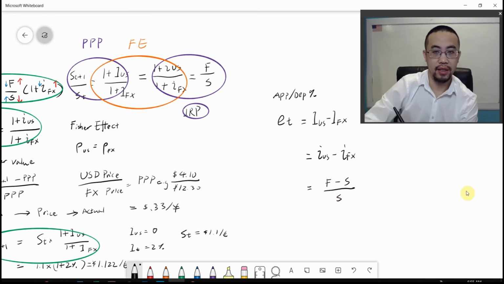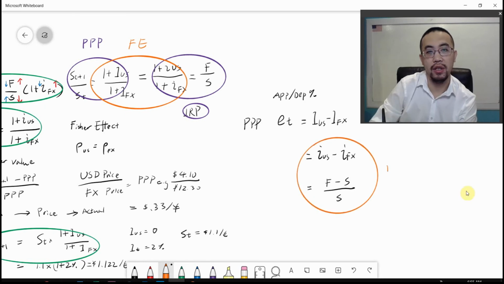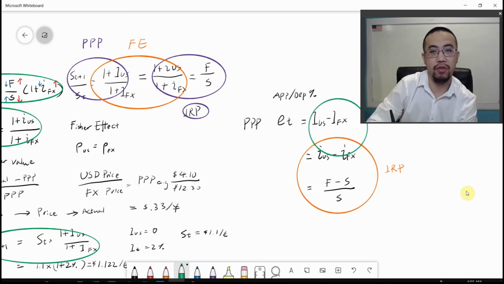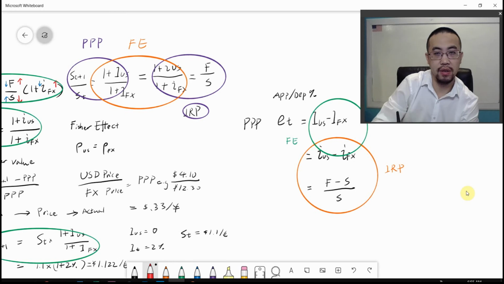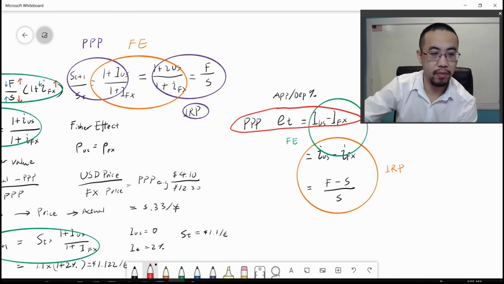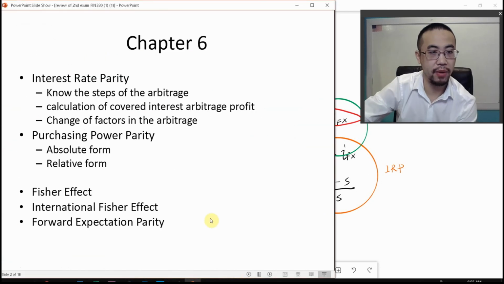So you should know that this is given as purchasing power parity, and this part is given. If you equalize these parts together, this is interest rate parity. And if you equalize these two differences together, this is the Fisher effect. Alrighty, so that's basically chapter 6.